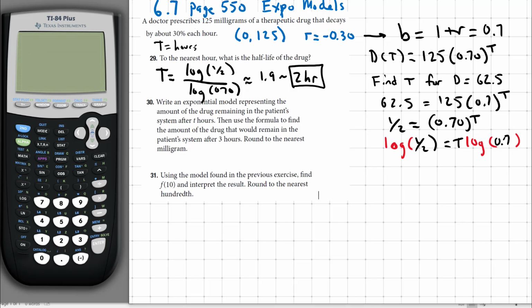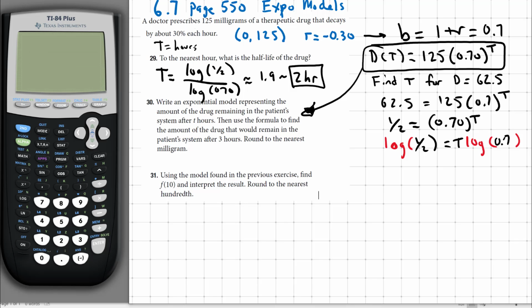Number 30, write an exponential model that represents the amount of drug remaining in the patient's system after T hours. Well, technically, we have that already. So right here is the model. We did that because we needed it for problem number 29.